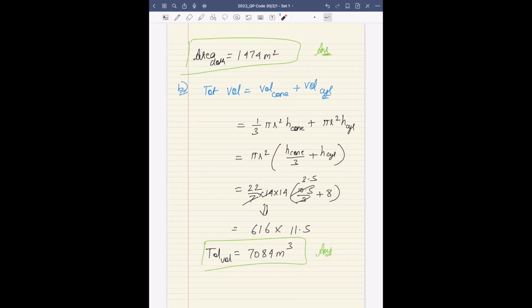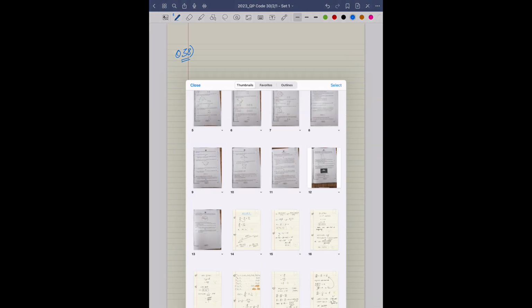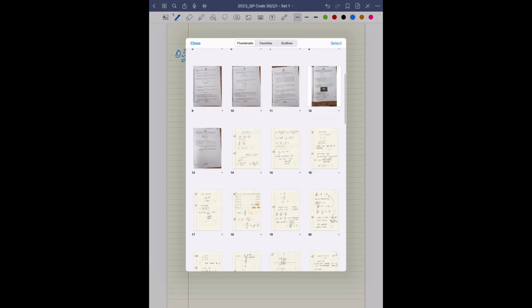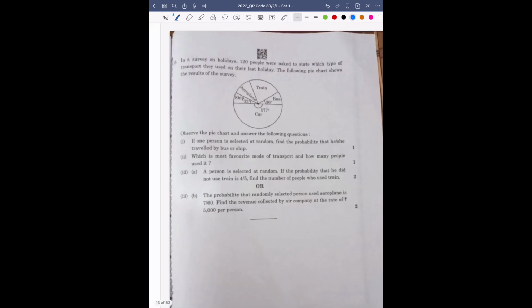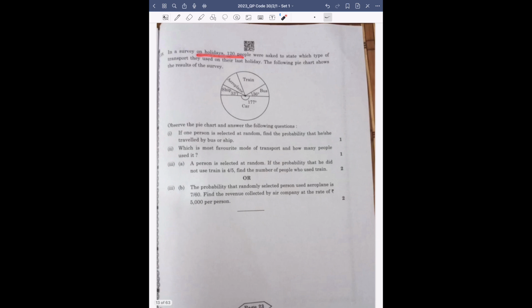Okay, let's move to section D's last question, which is question number 38. Let's look at the question. The pie chart is given. What it's saying: in a survey on holidays, 120 people were asked to state which type of transport they used on their last holiday. The following pie chart shows the results of the survey. So train, bus, car, ship, aeroplane. Fine, these are the five modes of transport. Observe the pie chart and answer the following questions.